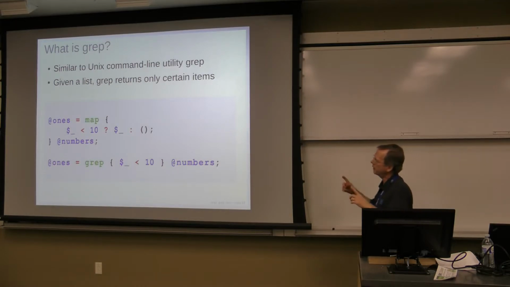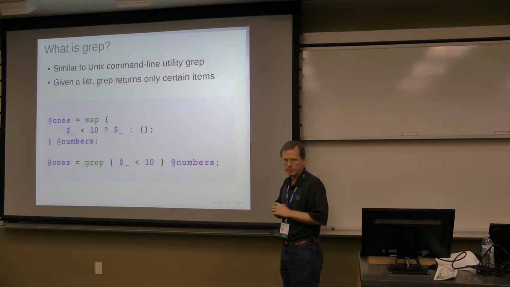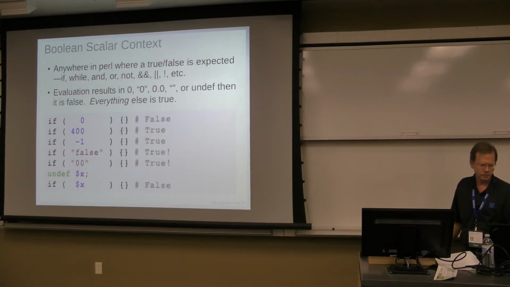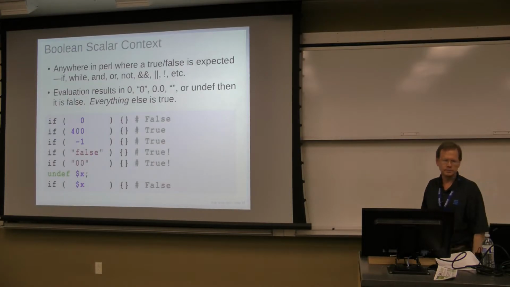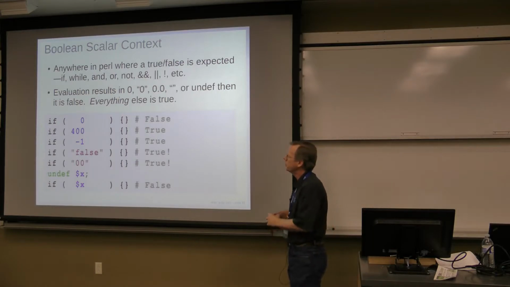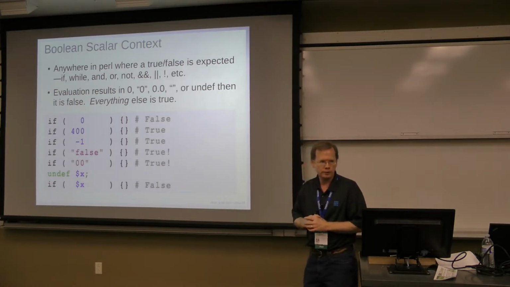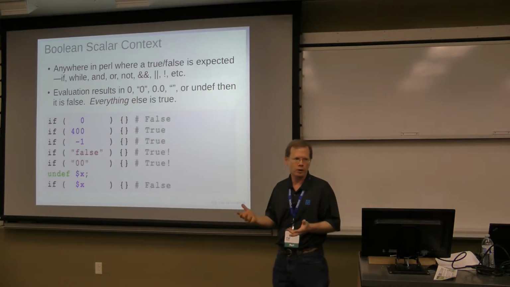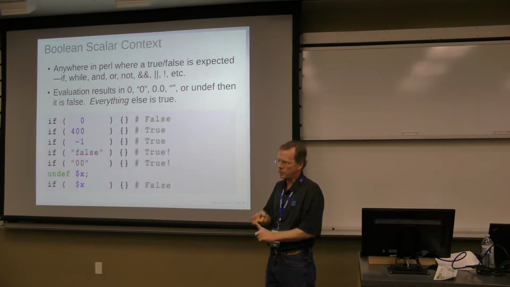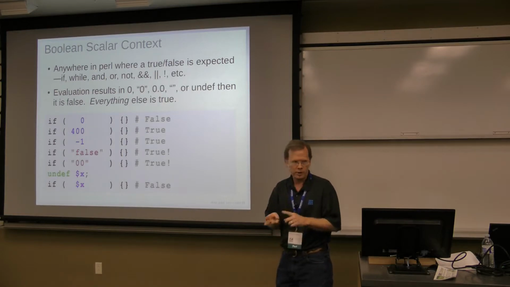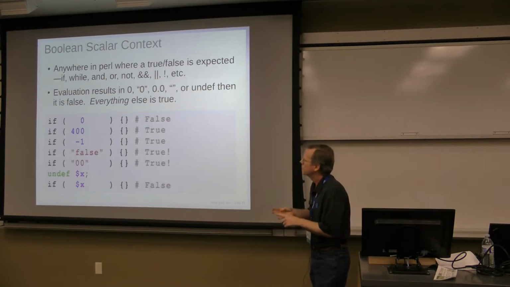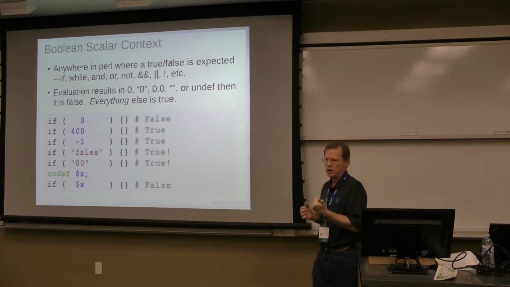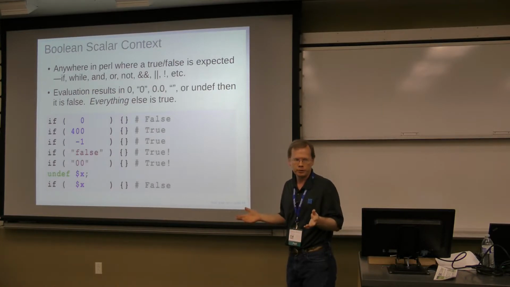Grep's block is expecting not a list like map does, it's expecting a scalar Boolean. Boolean scalar context is when Perl has an expression, evaluates it, and asks, is this thing true or false? The way it tells is it asks, what's false? 0 is false. The floating point number exactly 0.0 is false. The empty string is false. A string with only the character 0 in it is false. And undef is false. Everything else is considered true.